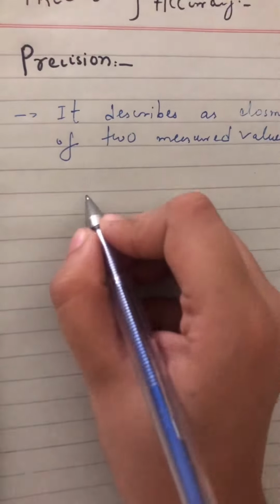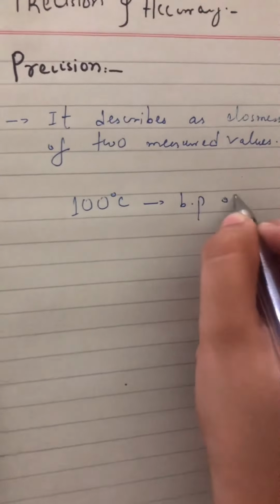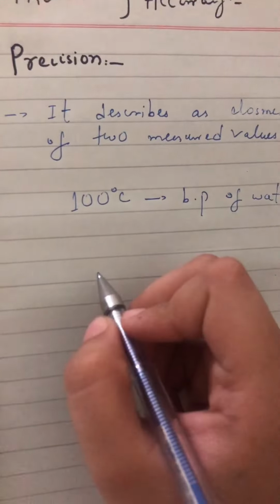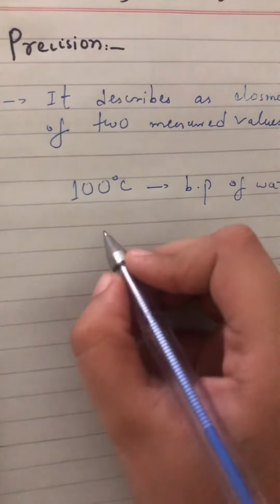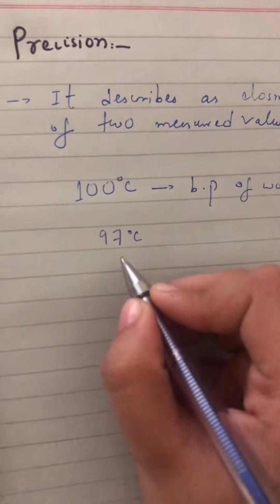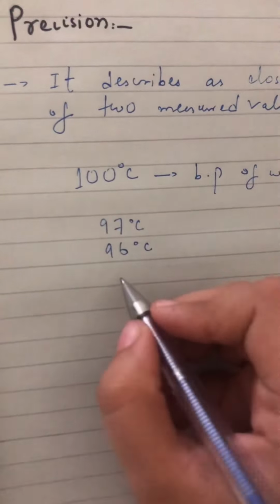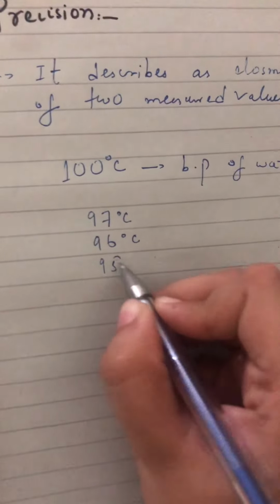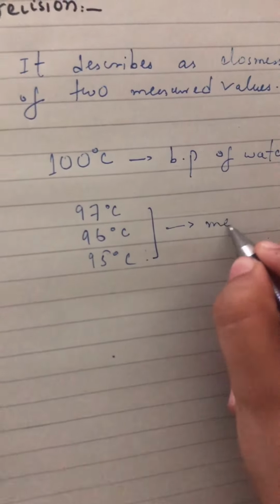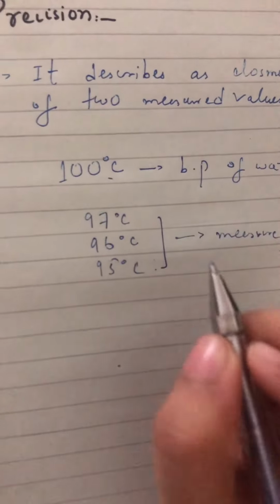For example, 100 centigrade is the boiling point of water. If we are measuring by ourselves and take a reading, it becomes 97 centigrade. The second time we take it, it was 96 centigrade, and the third time it was 95 centigrade. These are the readings that we take, which means these are the measured values, but the actual value is 100 centigrade.